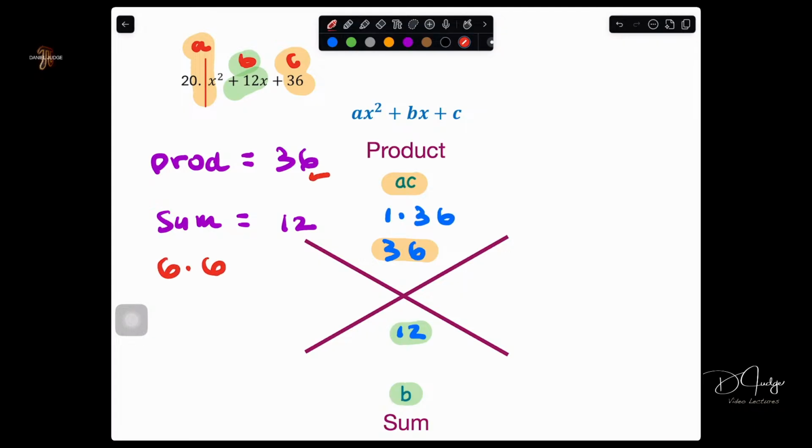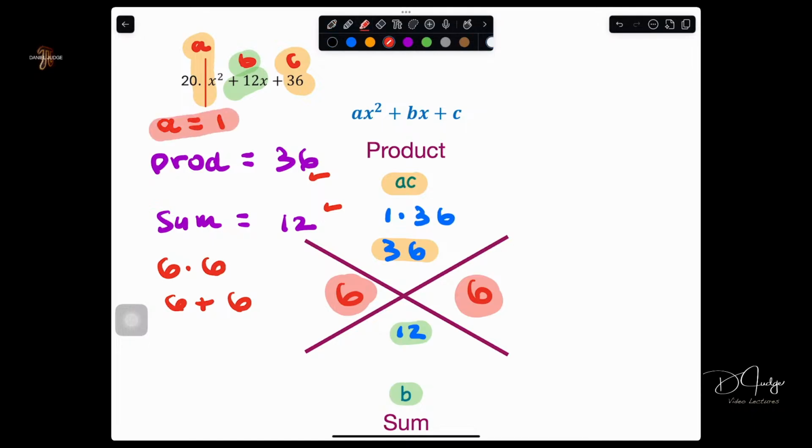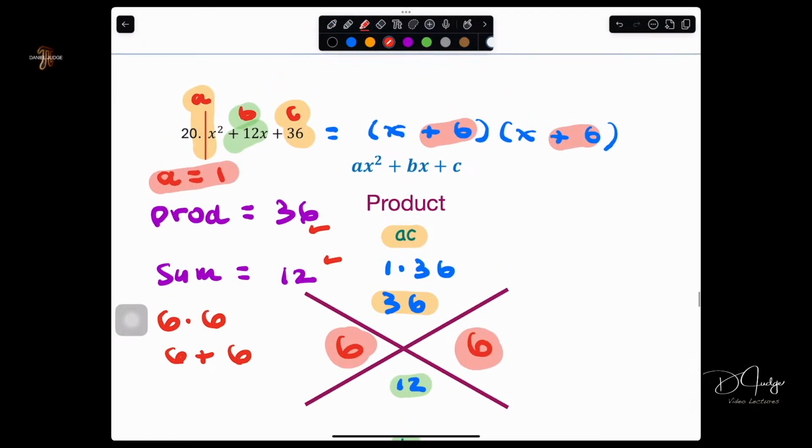Now, it turns out 6 times 6 is 36, and 6 plus 6 is 12. So both of the numbers are 6s here. And again, since A is 1, we're done. X plus 6 times X plus another 6. The pair is the same. So there you go, ladies and gentlemen. Easy peasy, lemon squeezy.